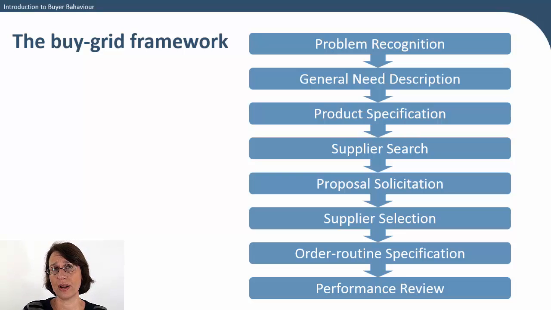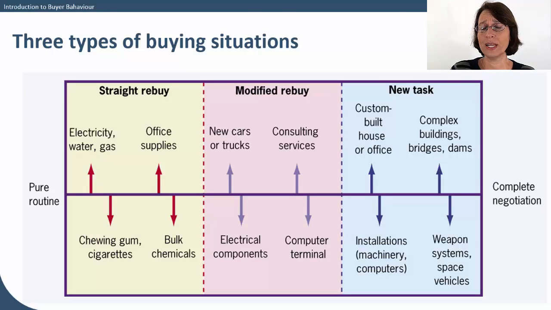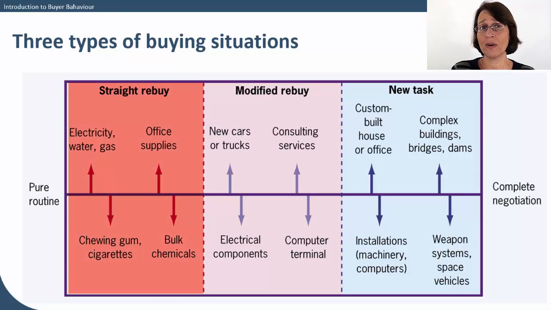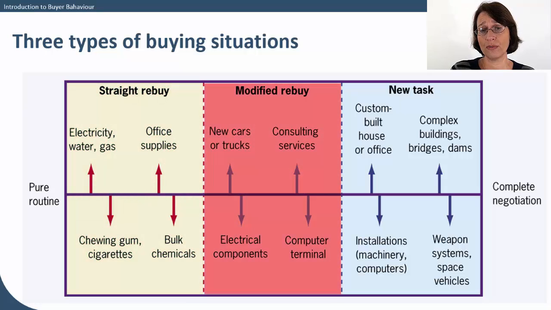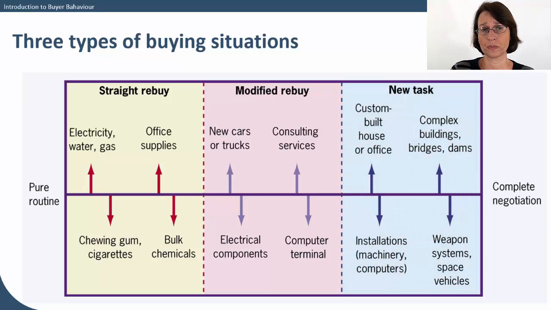So the buy grid framework is a little bit different, much longer, many more people involved. And really just depends on whether it's a straight rebuy, it's for stationery, chewing gum, electricity, gas, straight rebuy, or whether it's a modified rebuy or a completely new task. If it's a new task, it's a new product, it's a new service, it's going to be a much longer process in finding suppliers and going through that buying situation.